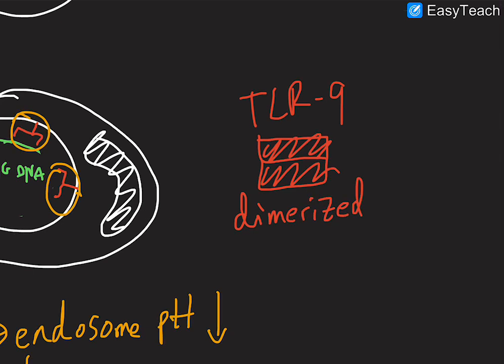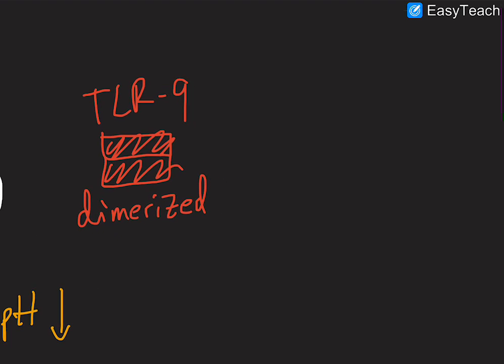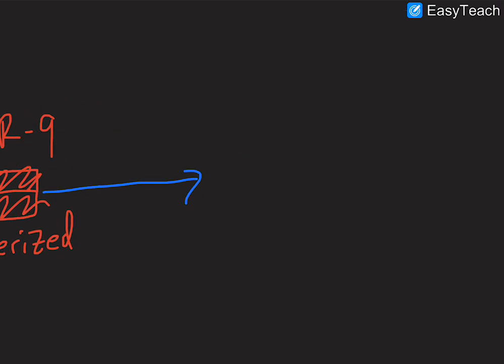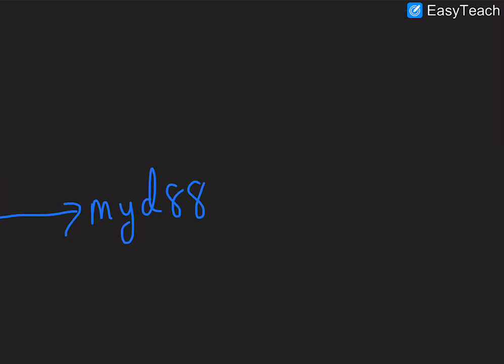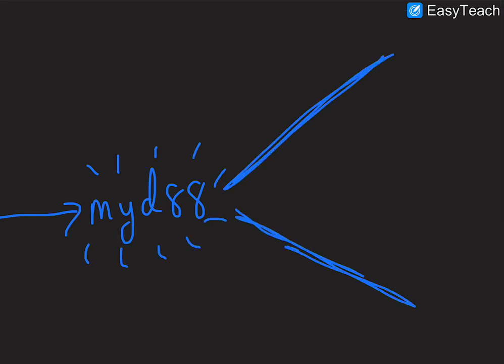Once these receptors dimerize, they get activated, right? And then once we get activation, this can lead to the activation of the MyD88 signaling pathway, which we reviewed in the previous video when we were talking about toll-like receptor 7 and 8. And it actually leads to the same thing. So once MyD88 gets activated, then we get the activation of two main things, right?